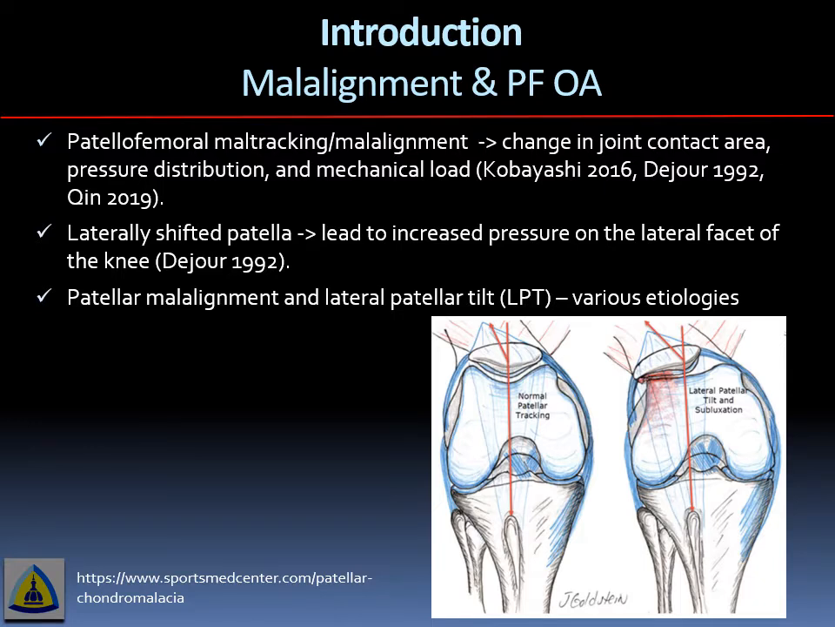Malalignment and patellofemoral OA. Patellar malalignment can be caused by various reasons, including trauma, overuse, and muscle dysfunction. Evidence showed that patellofemoral maltracking and malalignment, such as a laterally shifted patella, may lead to a significant change in joint contact area and pressure distribution. These changes, especially during flexion-extension motions, can result in OA development and progression.